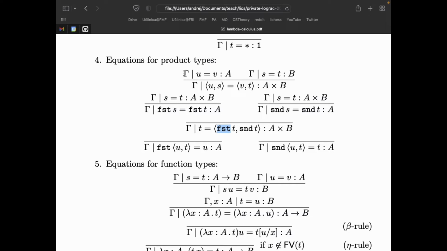These rules here, the first three, these rules just say, okay, so let's have a look at all five and then we'll discuss them. So the second one says if you take the first projection of the pair ut, then that equals u, and if you take the second projection of ut, you will get t. Now there are three rules here.